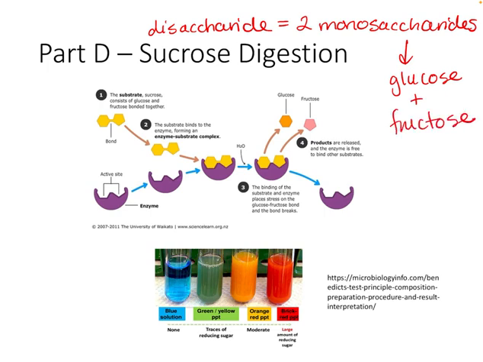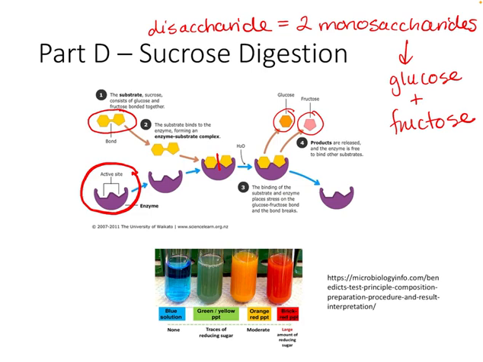So what we'll do is we're actually going to mix sucrose with yeast enzymes. So the sucrose disaccharide will eventually connect with the active site of our yeast enzymes, and those enzymes should break apart the glucose and fructose monosaccharides, and then they'll be released as products.